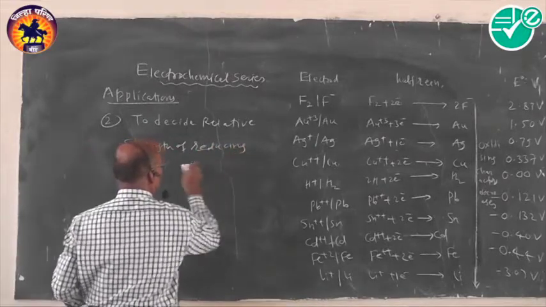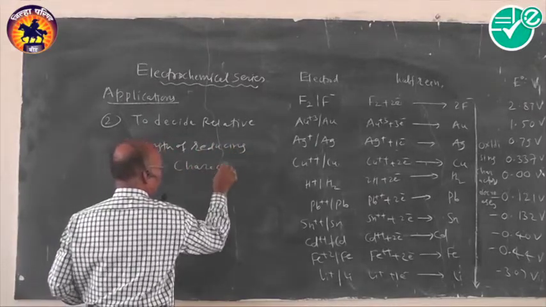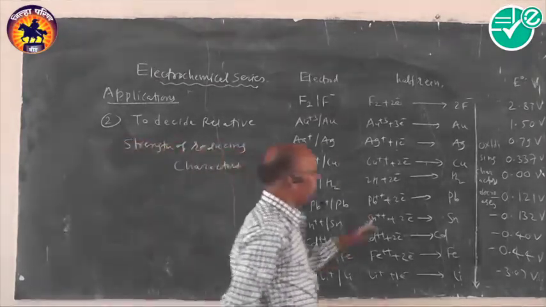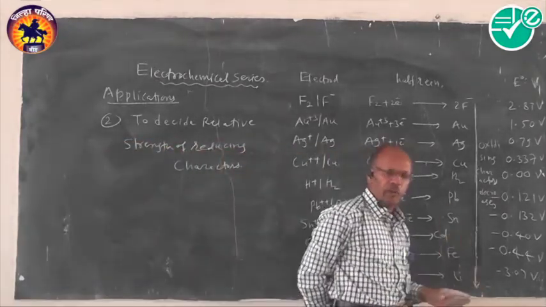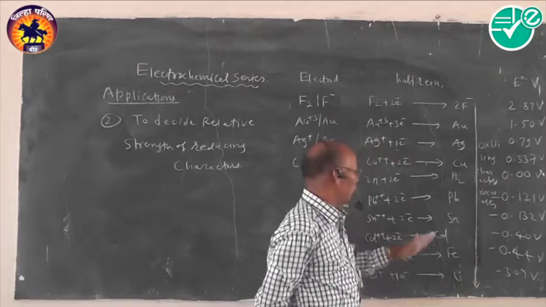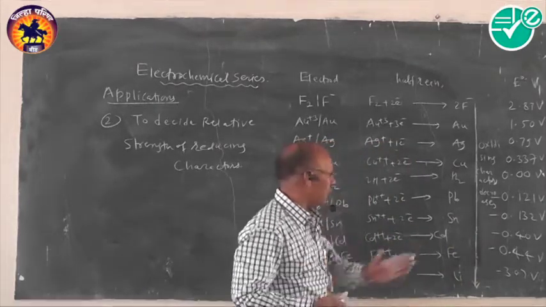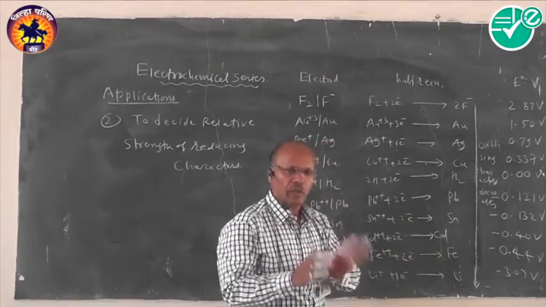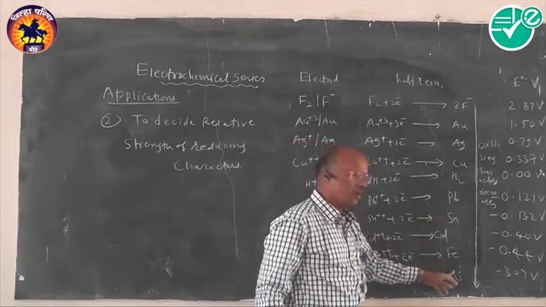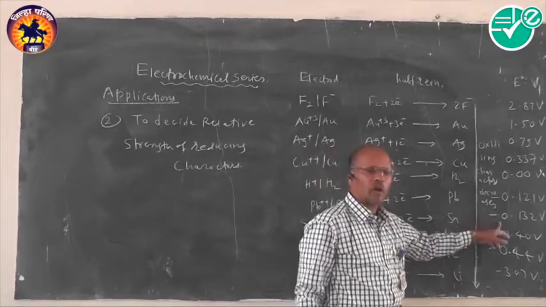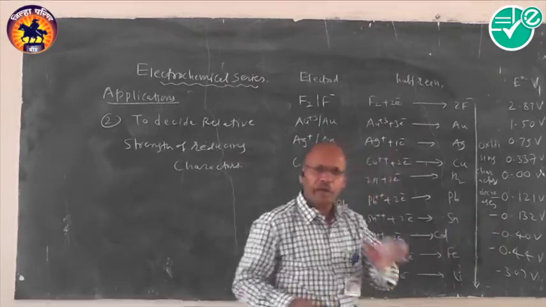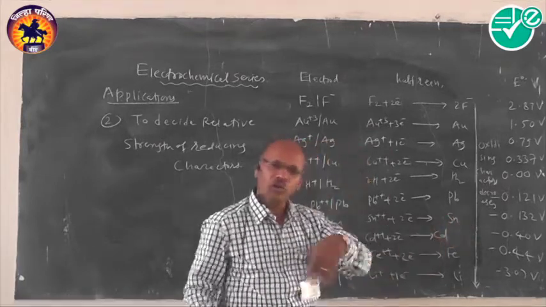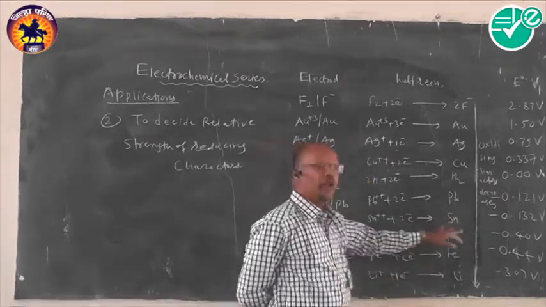Relative strength of reducing characters. Now observe the EMF series. In this particular case, if we follow the right hand side portion of the elements below hydrogen in the EMF series, it is observed that these species generally have negative values of standard potential. It indicates that these species have the tendency to lose electrons instead of gaining electrons.